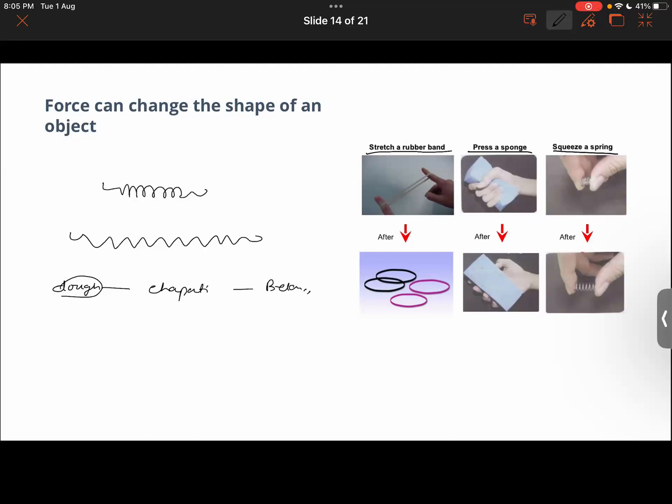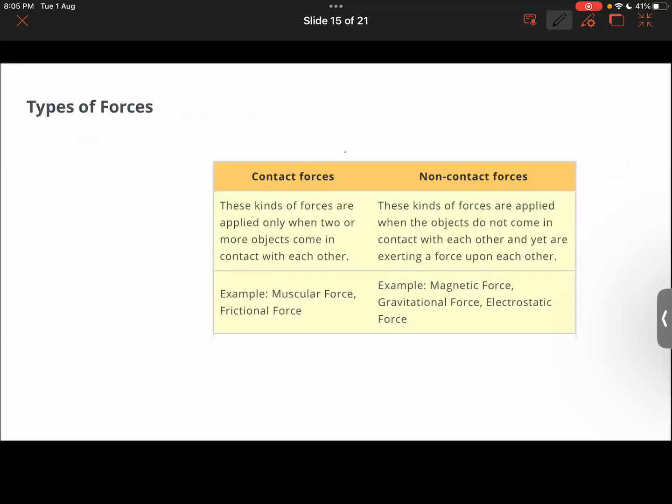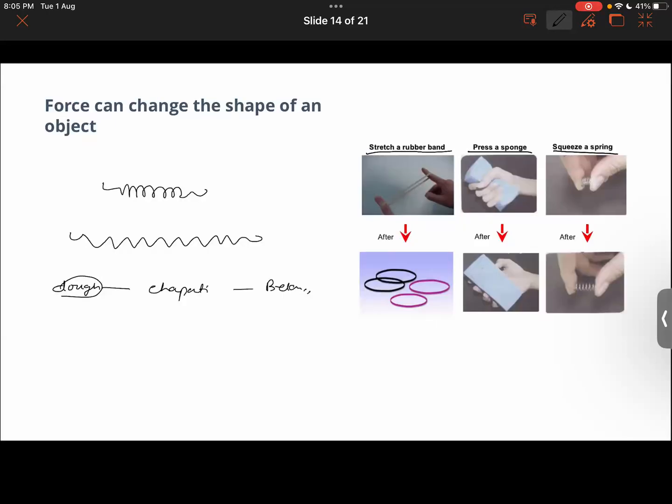Other examples are like the pulling of a cart by animals. That is also an example of muscular force. How? Because it is basically being pulled by horses or buffaloes, no? So they are also applying the muscular force, no?